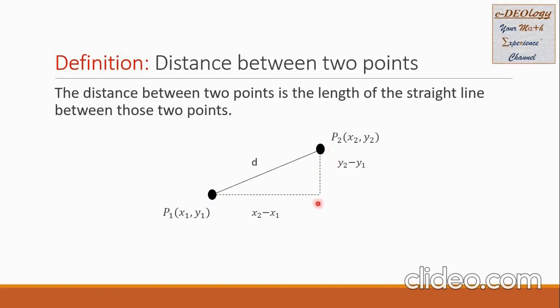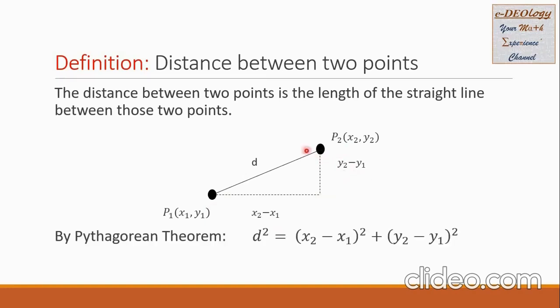In the rectangular coordinate system, this side here can be named as x sub 2 minus x sub 1. Also, the side here, considering the ordered pair of the P1 and P2, this side is y sub 2 minus y sub 1. By the triangle here, the D corresponds to the hypotenuse of the right triangle.